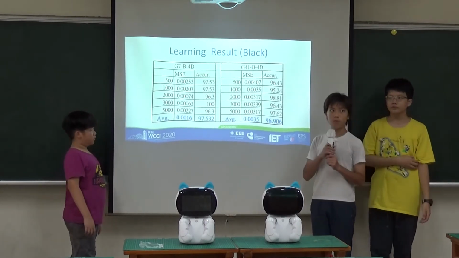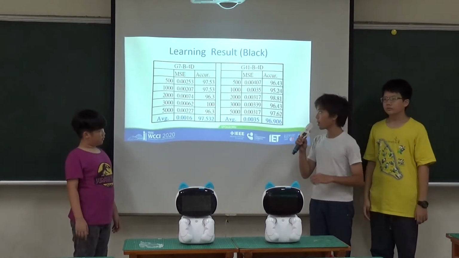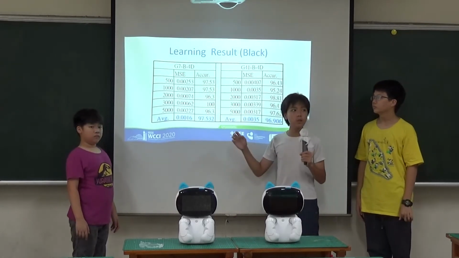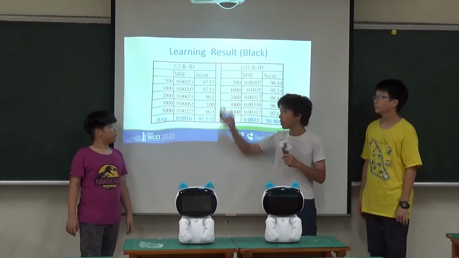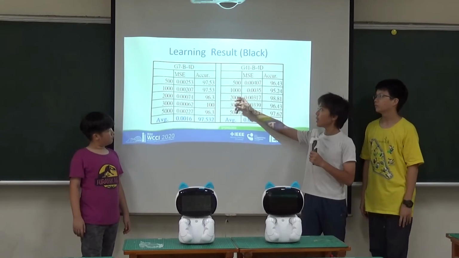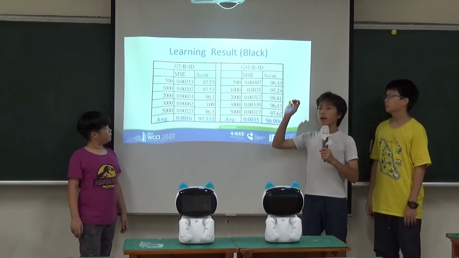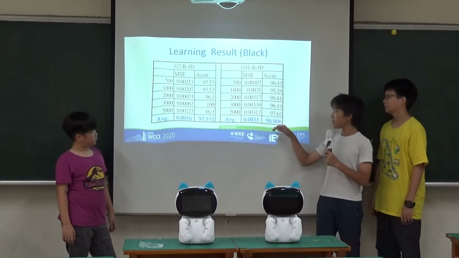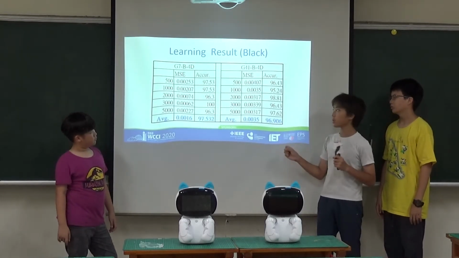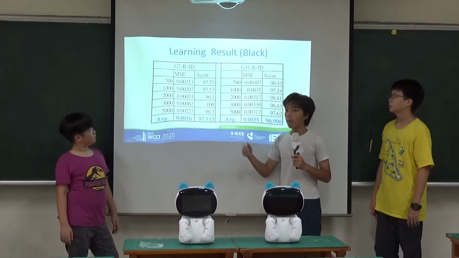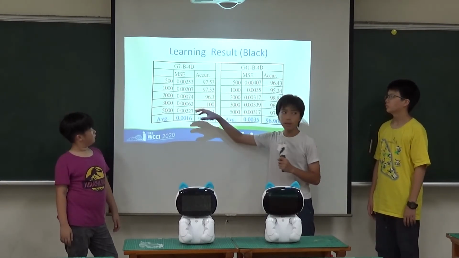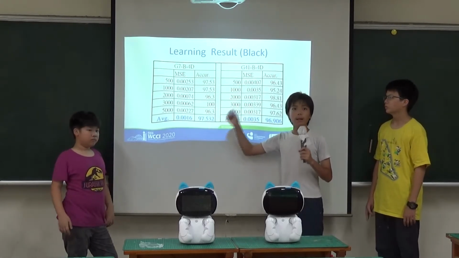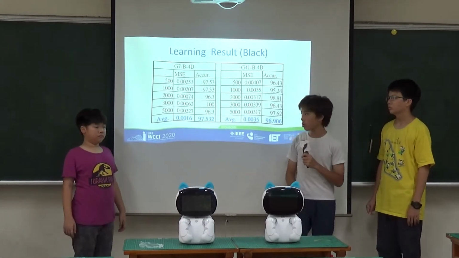Here's our learning result for black gold. We have two criteria. One is MSE, which stands for mean square error, and second is accuracy. As you can see, G7 and G41 have really high accuracy, which is 97.532 and 96.906. For good information, we want MSE to be really small, and also we want the accuracy to be really high. The highest accuracy you can get is 100.